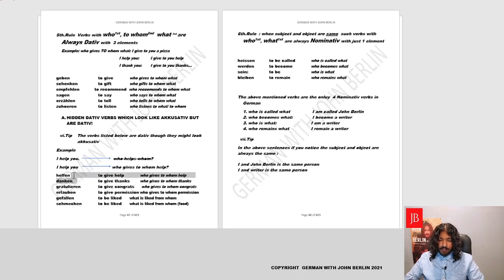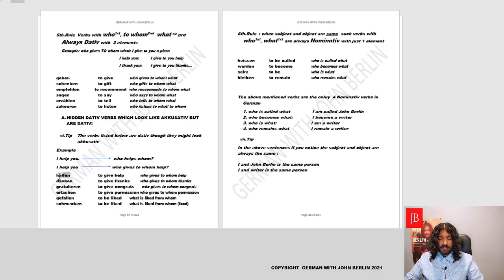Now helfen means to help, which means I help you with German. And if you make the question, it looks like who helps whom, but as you see, I have struck it off. That's the wrong question. The right question is, when I say I help you, who gives to whom help? Yes, why do we say who gives to whom help? Because in German, when I say helfen, it means to give help. So the right question would be who gives to whom what?